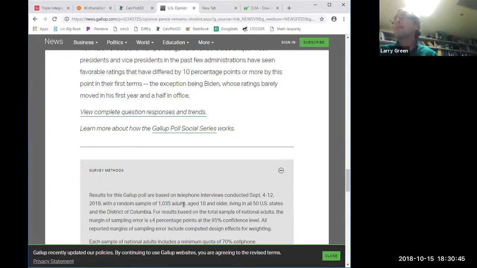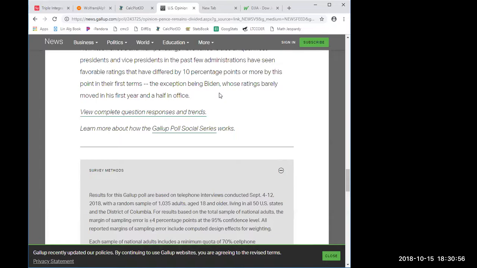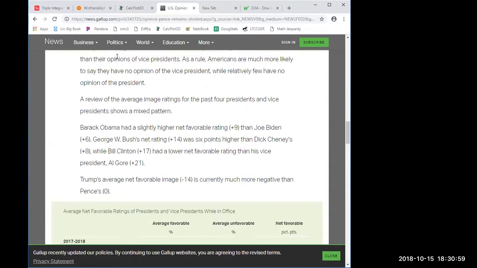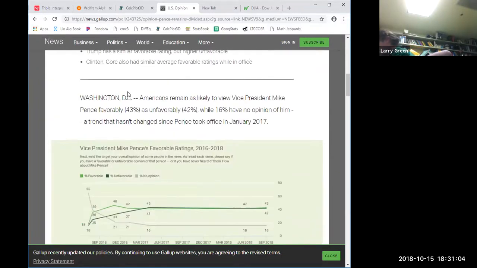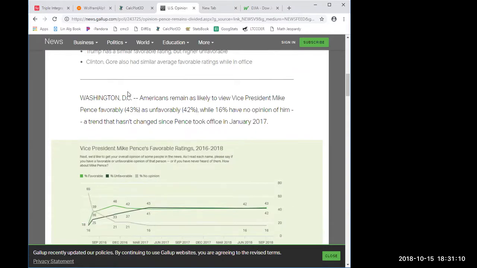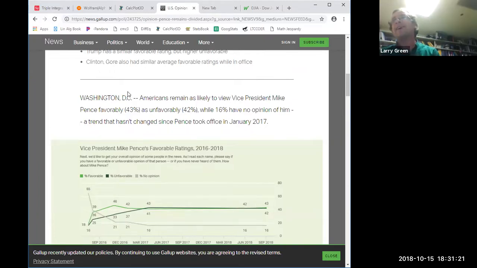Okay, so let me write those down. So 1,035, what letter do we use for that? N. N, good. How about 42% or 0.42, what letter do we use for that? That's a little tricky. Q? No, not quite. X or Z? P hat. Oh, P hat, because that's a sample proportion who said yes, I view you unfavorably. Does that make sense?